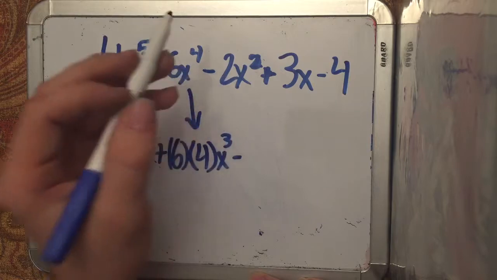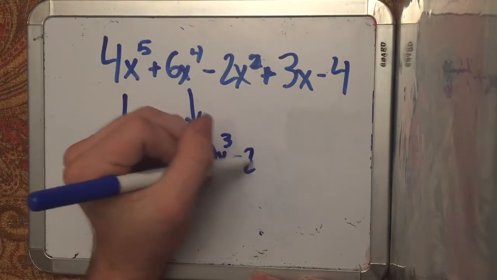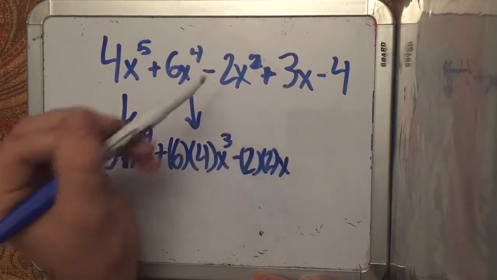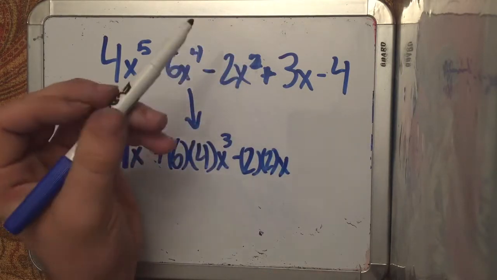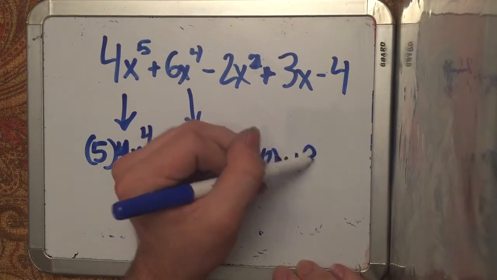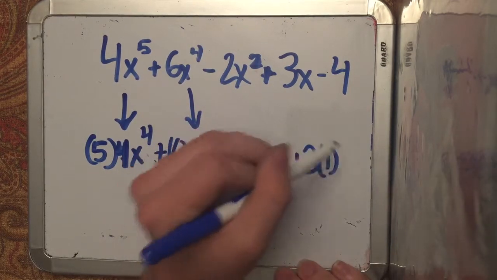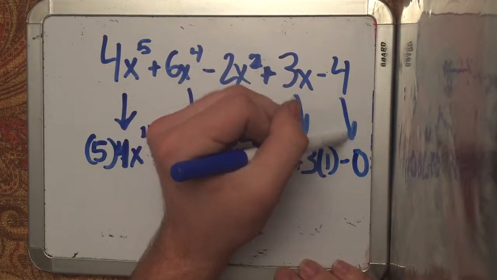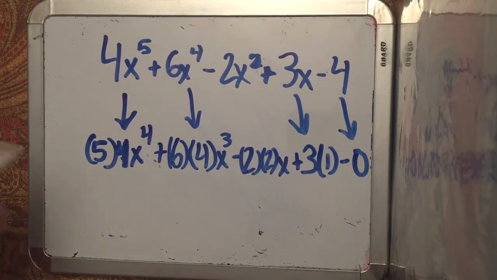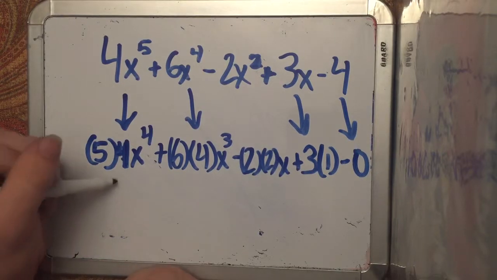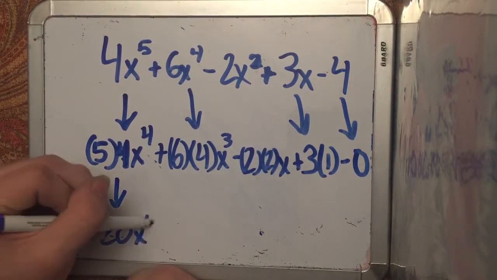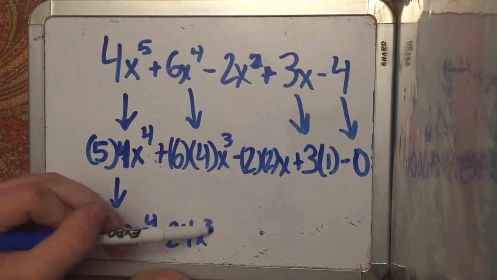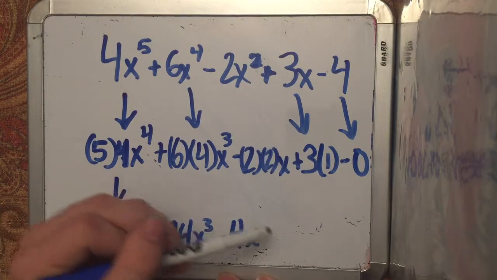And then we got 2 times 2. 1's the coefficient and 1 is n. And then n minus 1, or 2 minus 1 is 1. So we just have x, and then this one becomes 3 times 1. And then the derivative of 4, a constant, is 0. And we can simplify this out to be 20x to the 4th plus 24x cubed minus 4x plus 3.